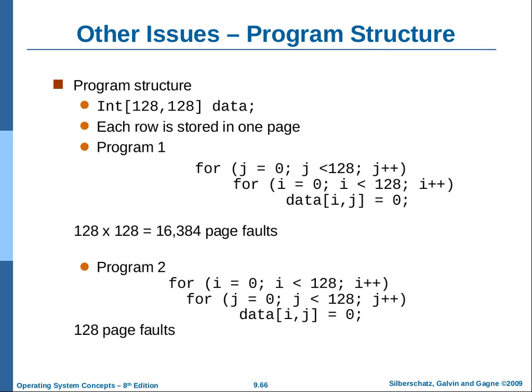Okay, program structure. This is a great example. You have an integer array of 1024 by 1024. Each row is stored in one page. Here, notice that we're going through J and I across the different columns, which means every memory reference is a page fault. On the other hand, if we go through the entire row before jumping to the next one, there are only 128 page faults. This is a similar issue to caches, and it can also happen with page faults.